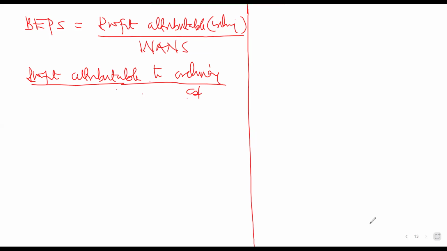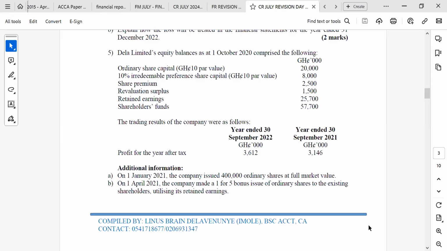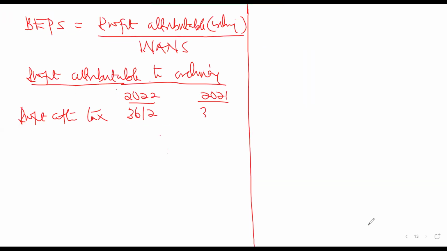So let's do the two years at once, 2022 and 2021, so that we are not going to have problems. What is their respective profit after tax? For 2022 we have 3612, and for 2021 we have 3146.